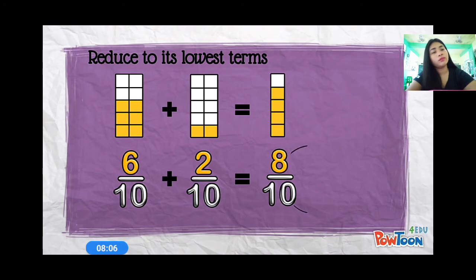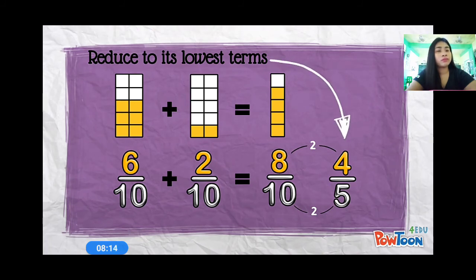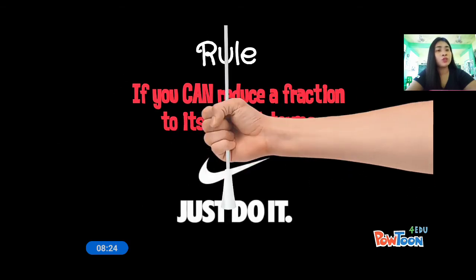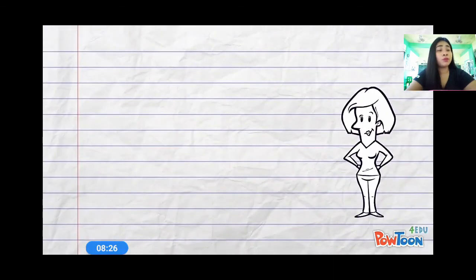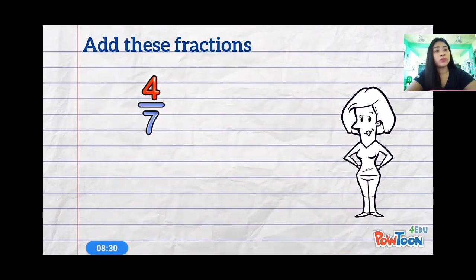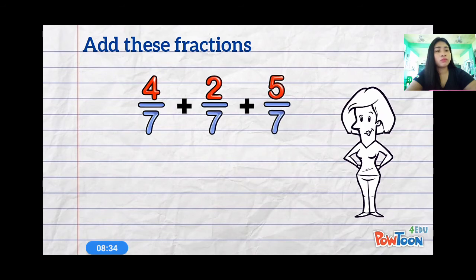And when you divide top and bottom by 2, you get 4/5. That is a simplified fraction. It is now reduced to its lowest terms. The rule is, if you can reduce a fraction to its lowest terms, you have to do it. But if you're asked to add more than 2 fractions, don't reduce until the end. Like this: 4/7 plus 2/7 plus 5/7.